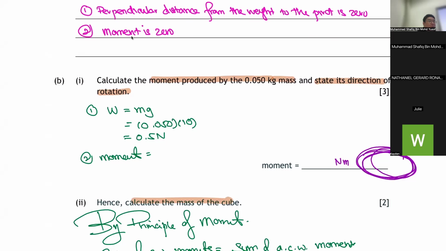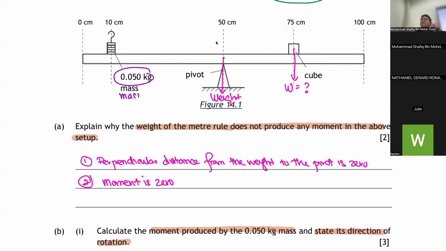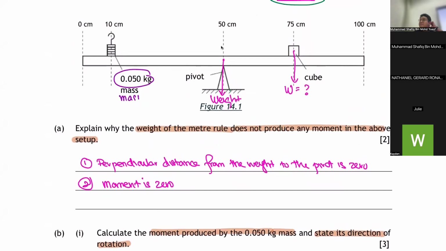Then from there, you calculate the moment, which is force times distance. So the force is 0.5, of course, right? That's what we calculated. Now, the next question, let me ask Regina, what is the distance in this case from the mass to the pivot? 10 cm from here to the pivot. Be careful, it's always to the pivot.